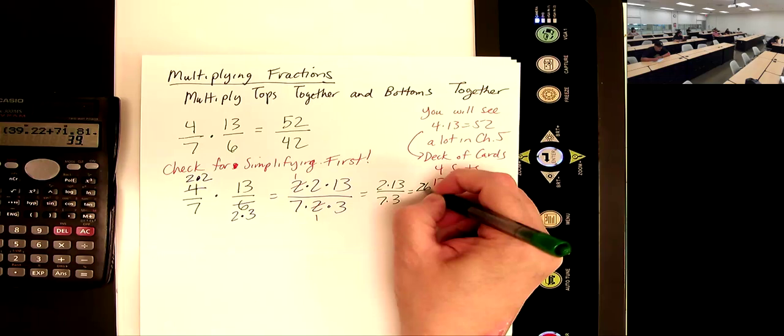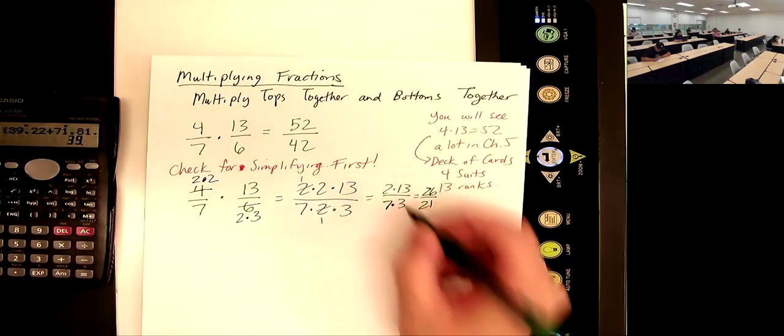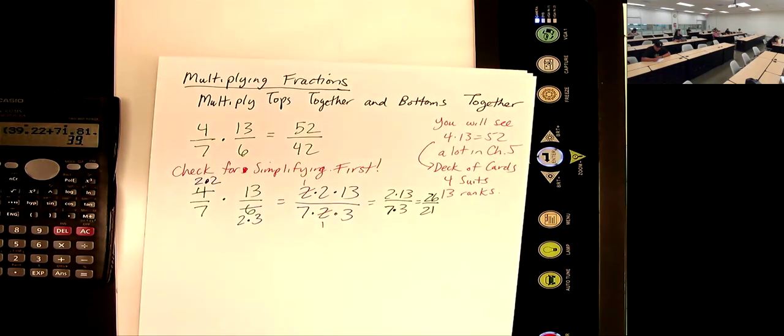This leaves us with 2 times 13 on top, 7 times 3 on bottom is 26 over 21. I had 26 in my head, and then as soon as I wrote 7 times 3, my brain went dead. I'm like, what? Huh?